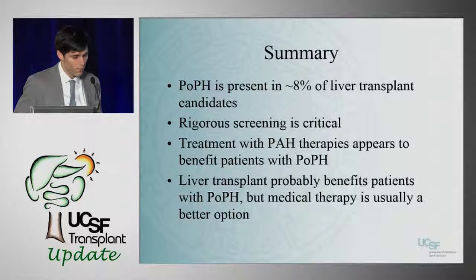So to summarize, I'd say on average for most of the studies, portopulmonary hypertension will be present in about 8% of your liver transplant candidates.